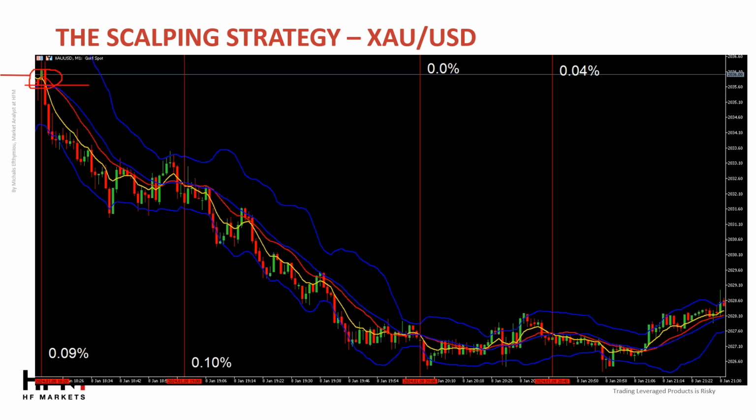Now, where do we exit? It depends if it moves in our favor or if it moves against us. Let's say it starts to move downwards like this, but then moves against us. As soon as it hits this blue line, we exit. As soon as we hit the upper side of the Bollinger Band, we exit, regardless of whether we're at break even or a small loss.